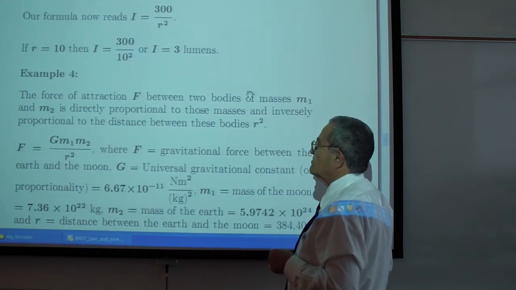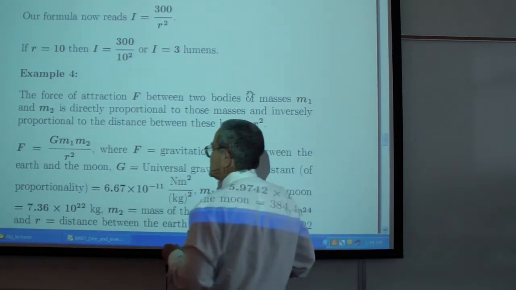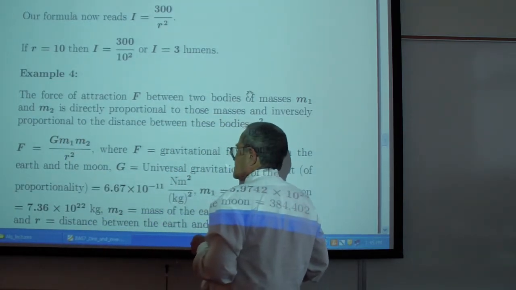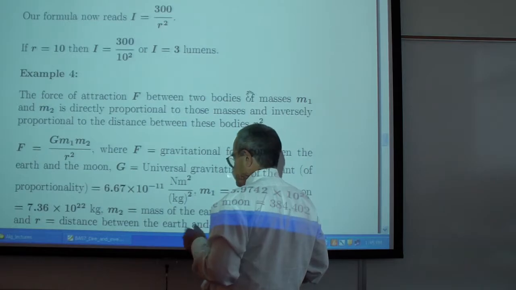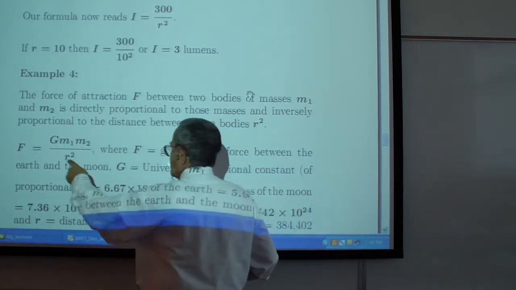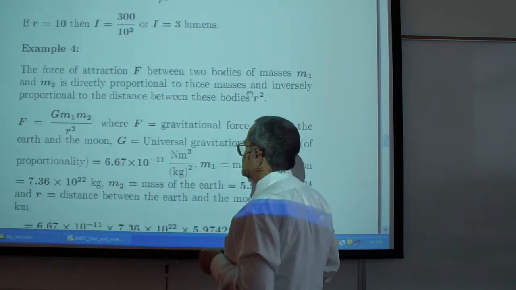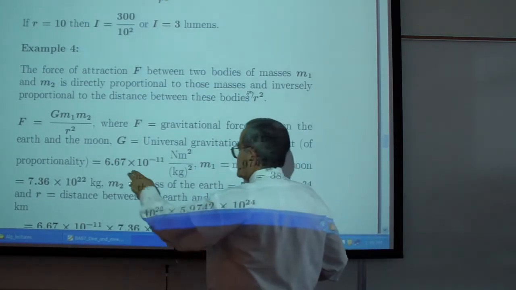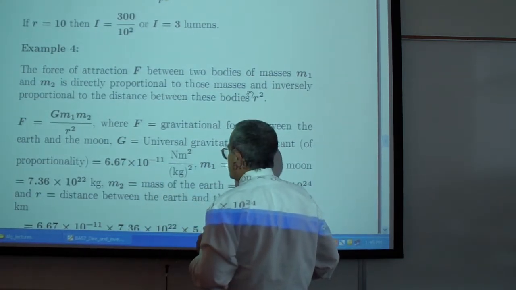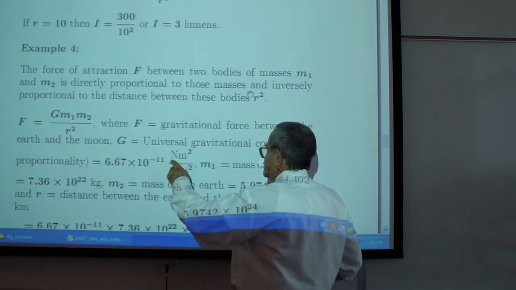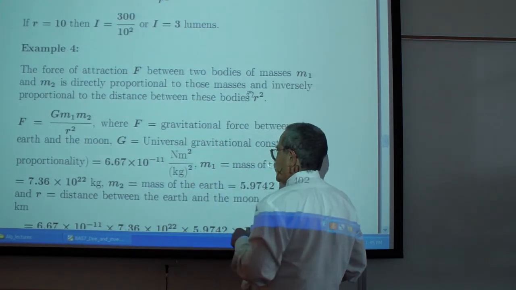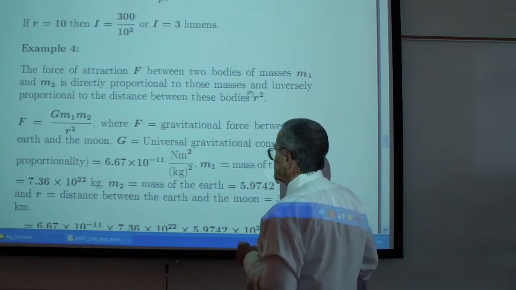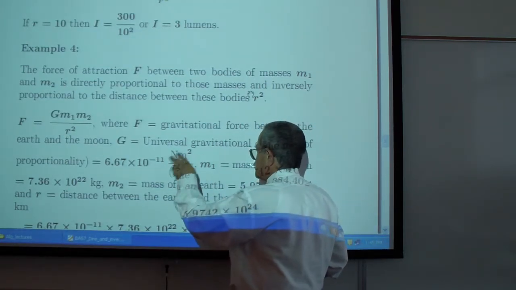A similar problem. F is directly proportional to m sub 1 times m sub 2, divided by r squared. G is the constant of proportionality, and r is the distance between the two bodies. Now suppose that G is given by 6.67 times 10 to the negative 11 newtons times meters squared divided by square kilometers. That doesn't sound right. Well, maybe it is. This is the unit for G.